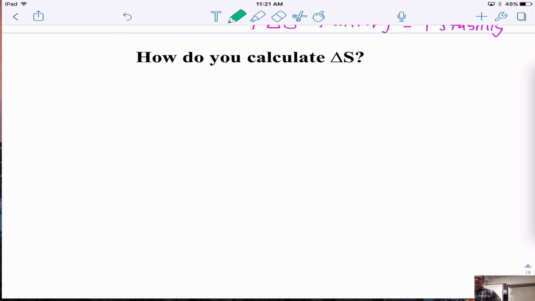Everybody. So today what I'm going to talk to you about is delta S and how to calculate it. So I've introduced to you what entropy is, so you should have an idea from the previous video when entropy increases and decreases. But entropy actually has a numerical value just like delta H does. So I'm going to show you how to calculate delta S.